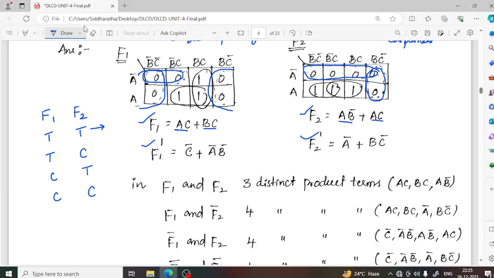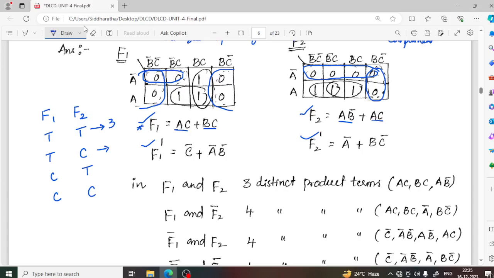AC, BC, AB bar, AC. But how many distinct product terms are present? Here AC is repeated in F1 and F2. So AC, BC, AB bar. So in total how many distinct product terms are there? 3. What are those? AC, BC, AB bar. AC is already covered, repeated, right? So now F1 in true form, right?